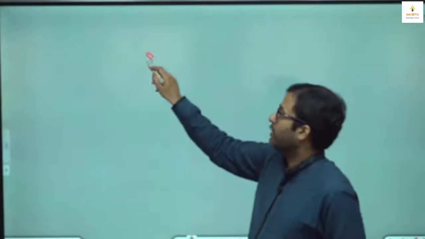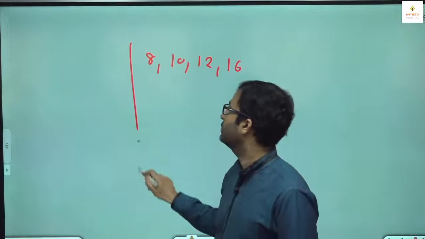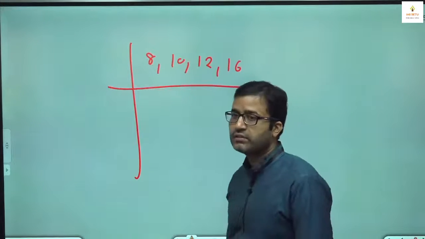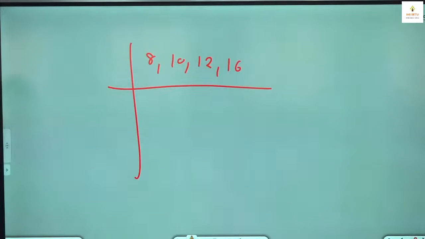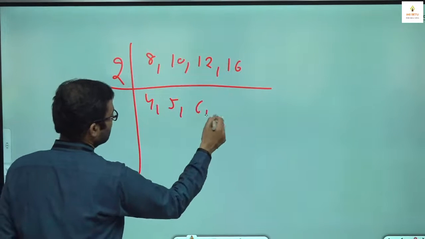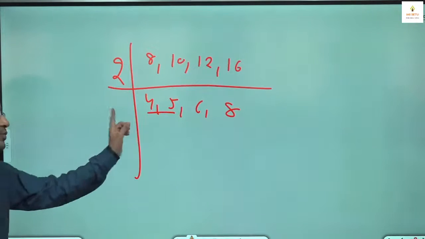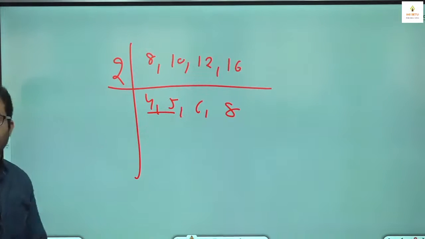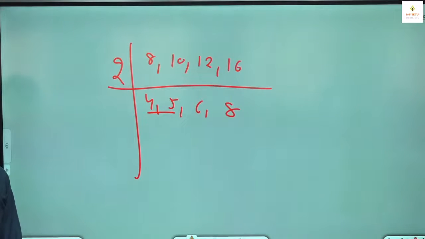Like if I give you 8, 10, 12, 16. It is asked what is the HCF of 8, 10, 12, 16. Start with 2. If you take 2 common, you get 4, 5, 6, 8. 4 and 5 we don't have any other common. It has to be common. आप बोलोगे 4 and 6 में 2 common है, but it has to be common from all the numbers. So it is a single step.